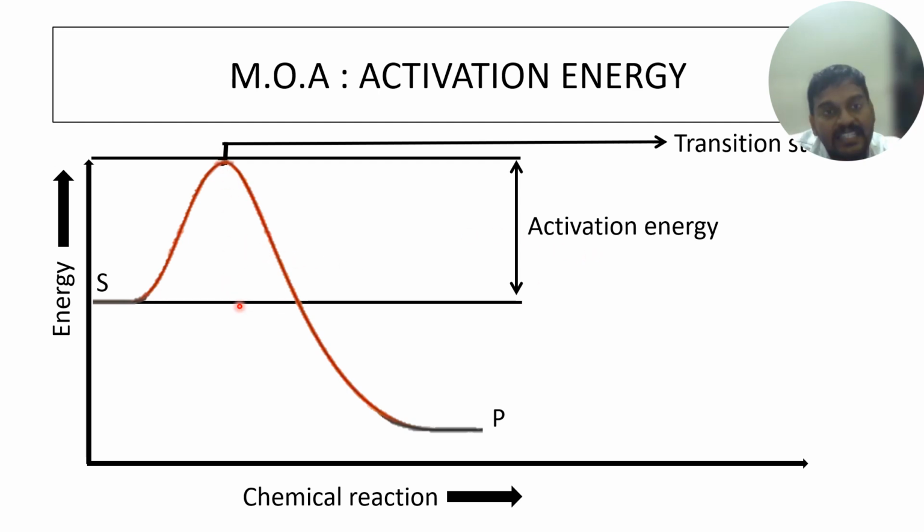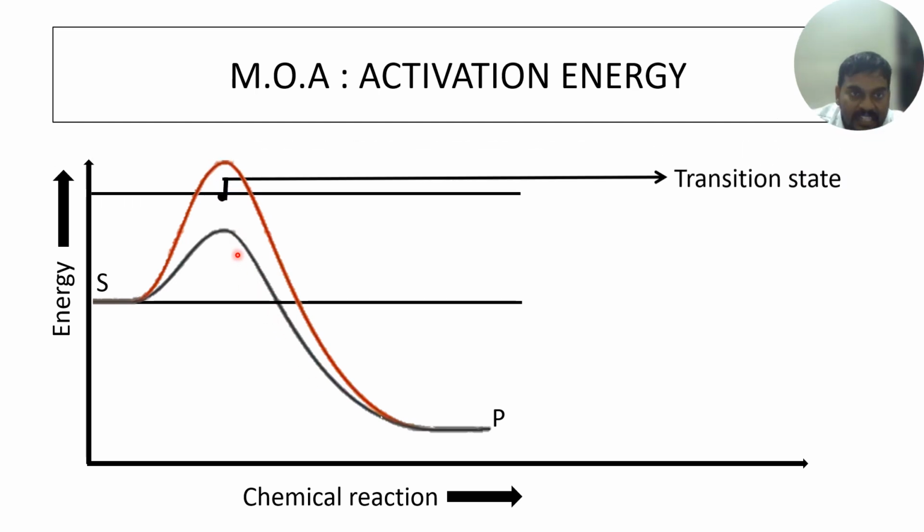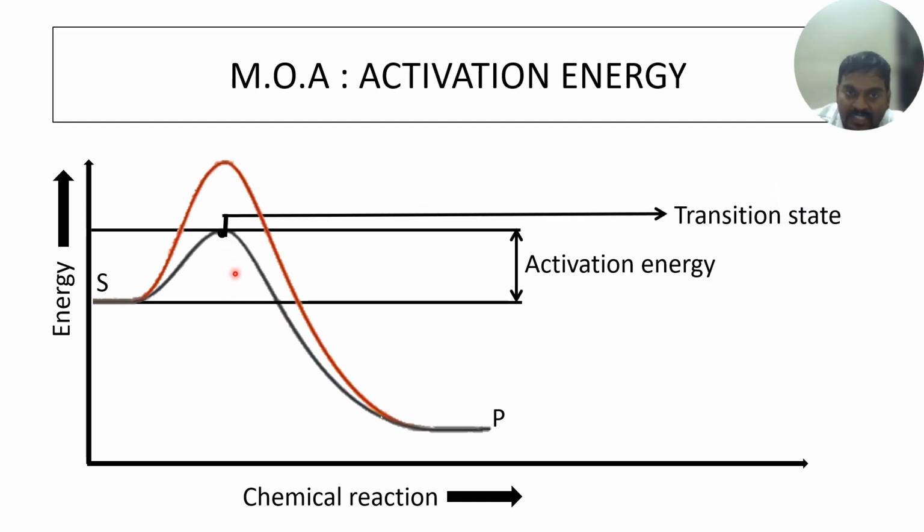Let's see what happens in the presence of enzyme. The graph will appear like this. So in the presence of enzyme, the graph will be like this. So what has happened now? The activation energy is reduced. So in a single sentence, if you want to say what is the mechanism of action of enzyme? The enzyme reduces the activation energy.